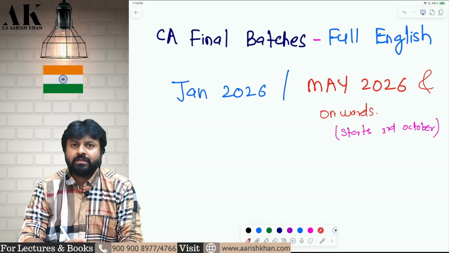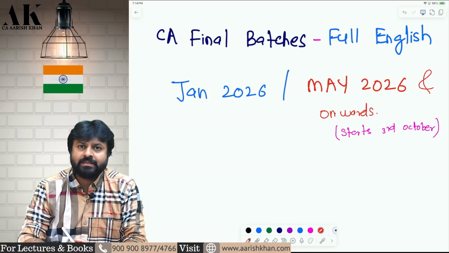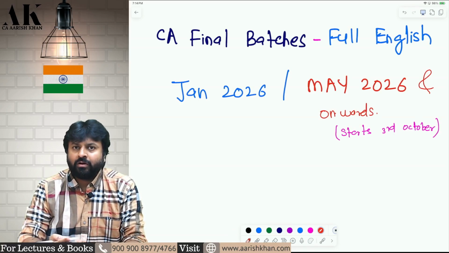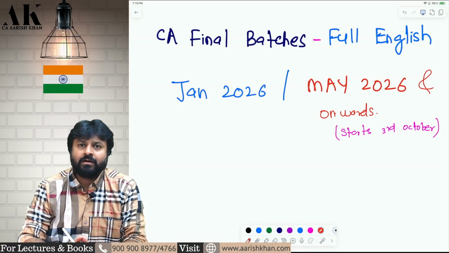So this video is for those students who are going to give their exams in Jan 26 and onwards for your CA final direct tax, especially Group 2 paper. So I am here to announce the batches for my Jan 26 students and for my May 26, September 26 and Jan 27 students with respect to CA final direct tax paper, that is in full English.